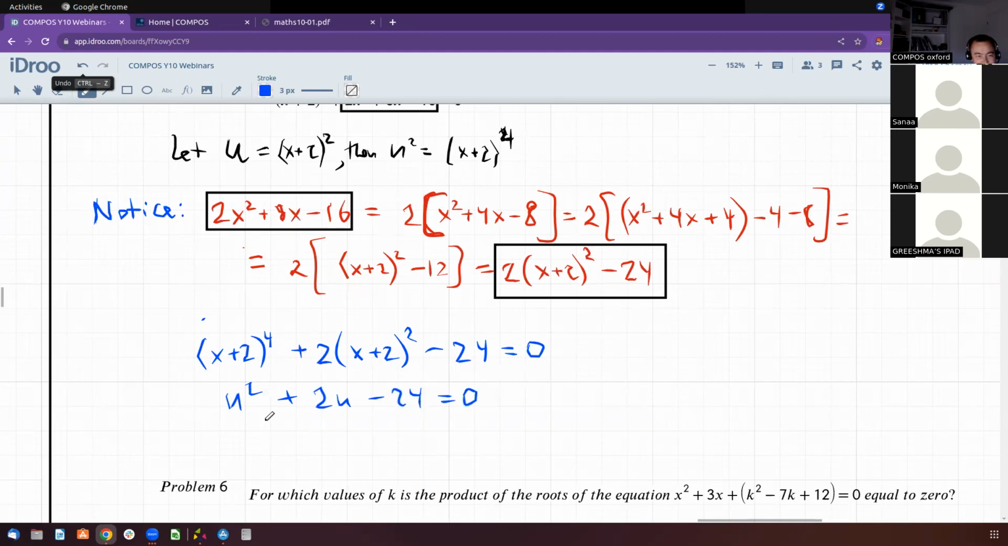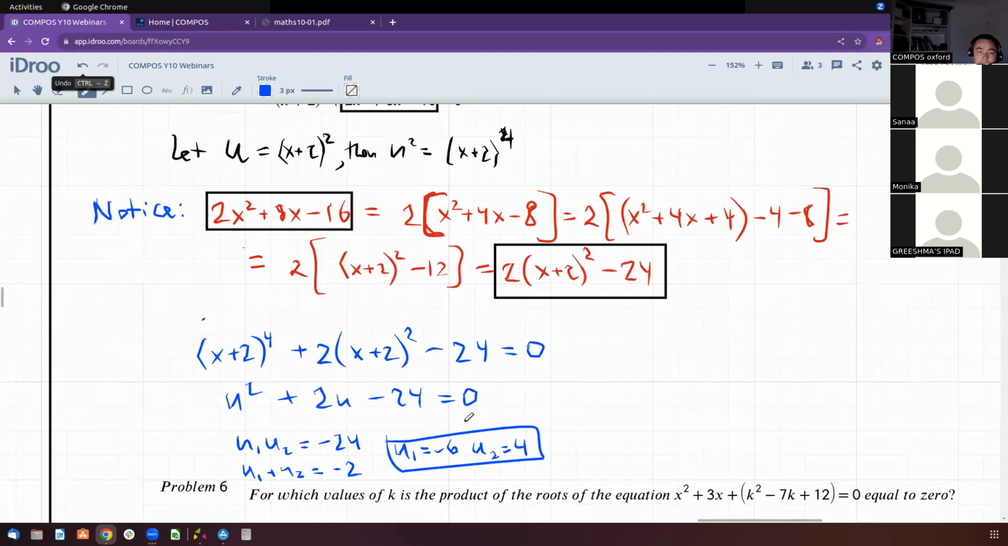We can use the Vetas here. So beautiful numbers, u1 times u2 is equal to negative 24. u1 plus u2 is equal to negative 2. So it's going to be negative 6 and 4. So u1 is negative 6, u2 is 4. So these two numbers work.